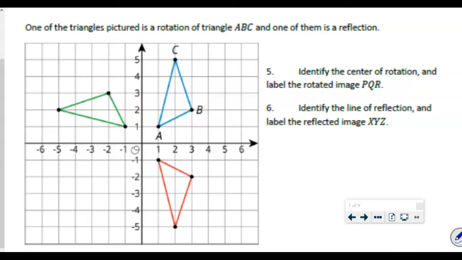All right, and which one is which? Part 5, we're looking for the rotation. Which one is the rotation? Waiting for a few more hands. Okay, Elise, which one is the rotation? The green one is the rotation. So if you're saying that the green one is the rotation, can you also tell me the center of rotation? What is the center of rotation, Ashlyn?